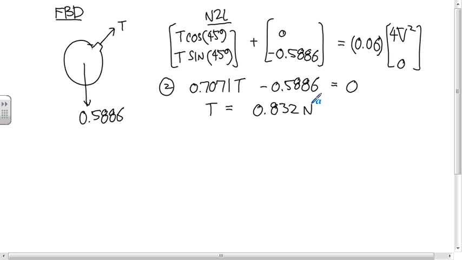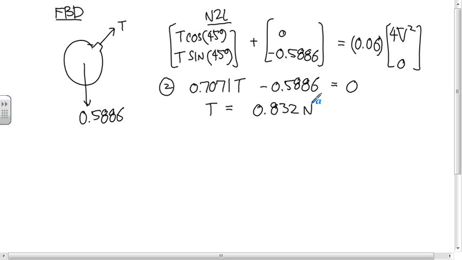So is that tension bigger or smaller than if the ball was just hanging there by the string? If it was just hanging there, the tension would be 0.5886. So it's a little bit bigger, not too much. Does that make sense? Would you expect? Yeah. So as soon as you start it moving, that tension starts to go up. And then the faster it moves, the more that tension goes up. Question?